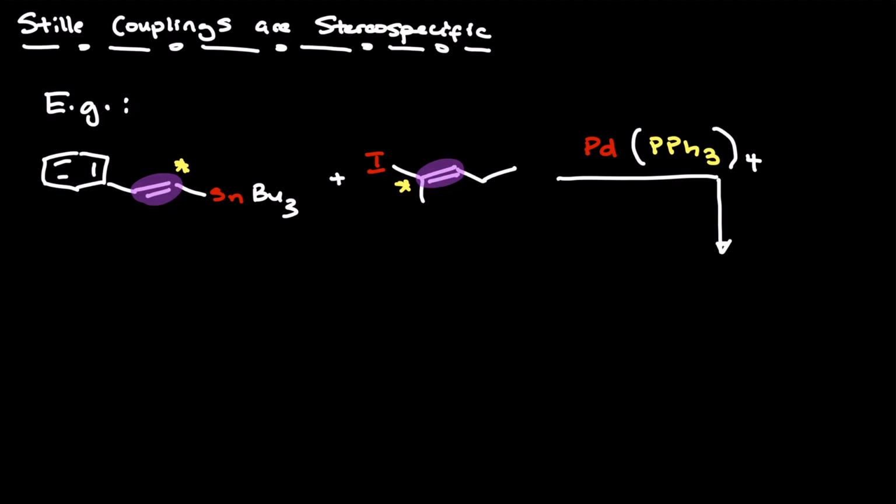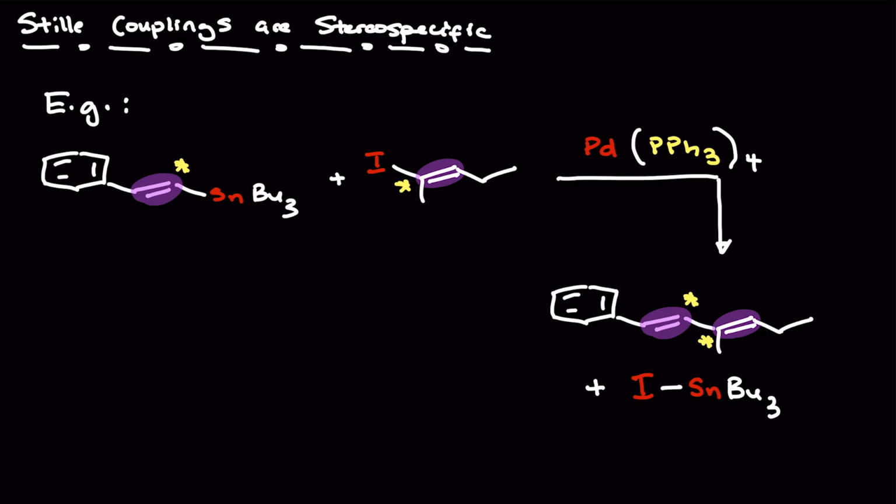Using your palladium 0 catalyst, your Stille coupling will occur and will form this particular product where we've retained the stereoconfiguration of our two reactants within the product. So this is similar to our coupling reactions with organocuprates or lithium dialkylcuprates. You get a retention of stereoconfiguration in your coupling with your stannane as well.